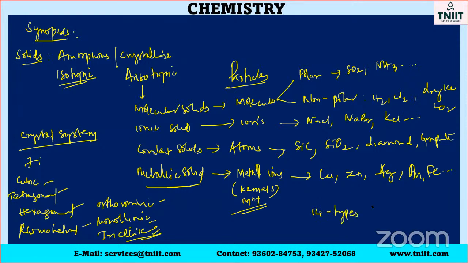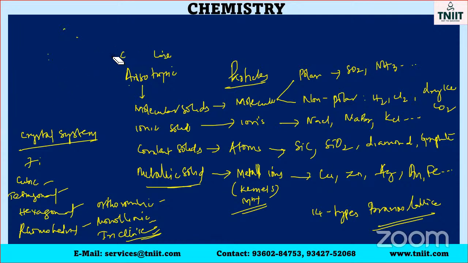14 types of Bravais lattice. You can refer to your material to know the types of crystal systems and also the 14 types of Bravais lattices. This is important. Now, in our syllabus, we have learned only the cubic system. We are not learning any other system. In the cubic system, we have learned simple cubic lattice, body-centered cubic lattice, and face-centered cubic lattice.